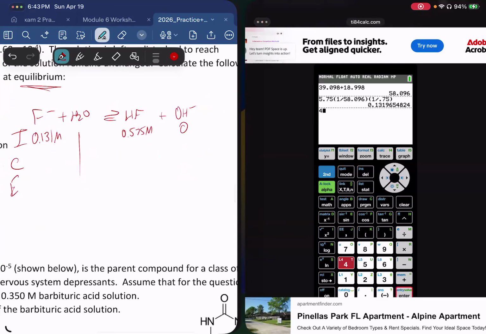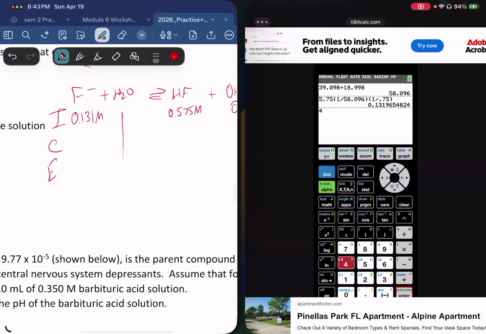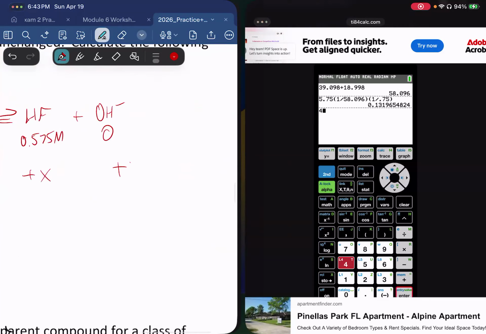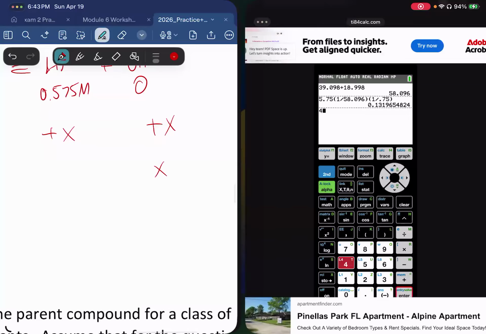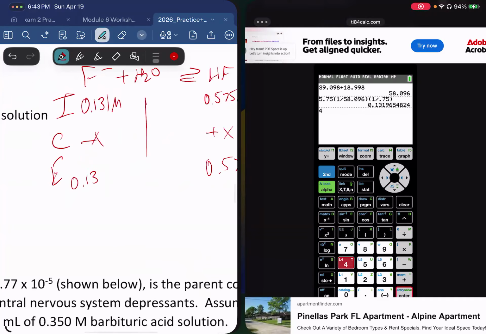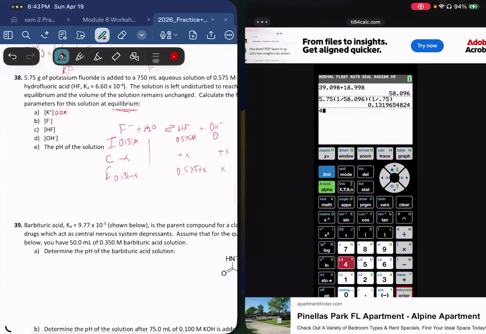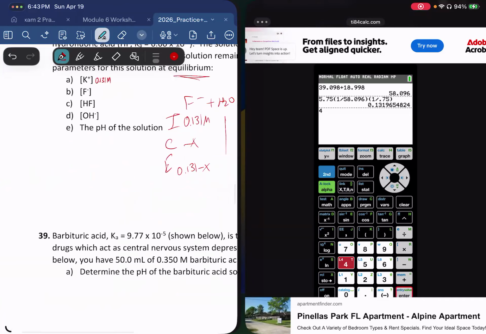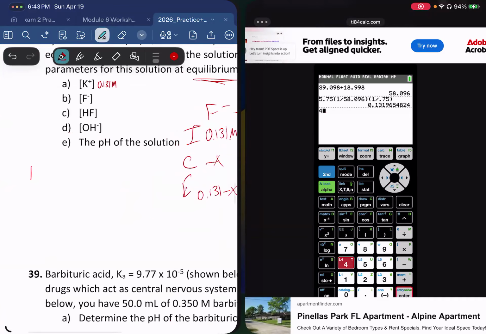And hydroxide is 0 in this case. And so this is going to be minus X, this is going to be plus X, and this is going to be plus X. And we're going to have X, 0.575 plus X, and then 0.131 minus X. So we can figure out X in this case. We have to figure out the KB. So we do KW over KA equals KB.